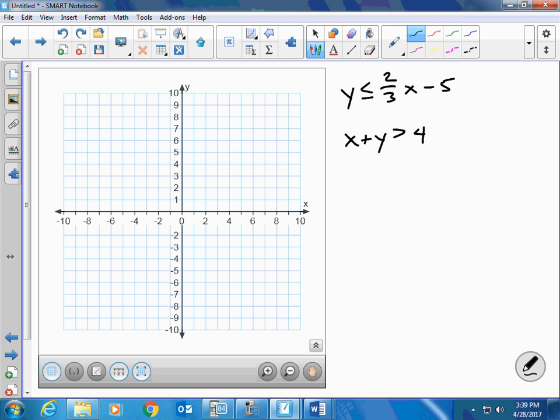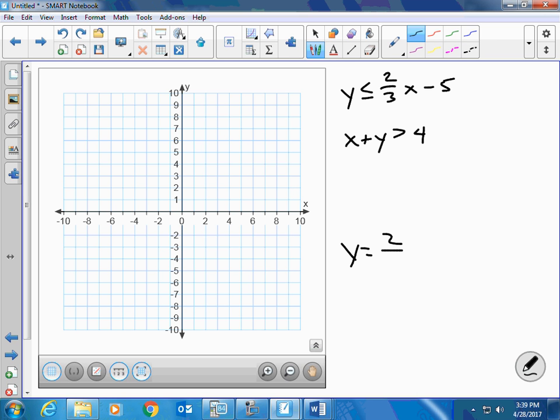So, first step is to remember how to graph an inequality. And then we just graph two of them and find out where they overlap. So let's talk through some of the ways to graph inequalities. So the first thing, remember, is we're going to graph this like an equals.